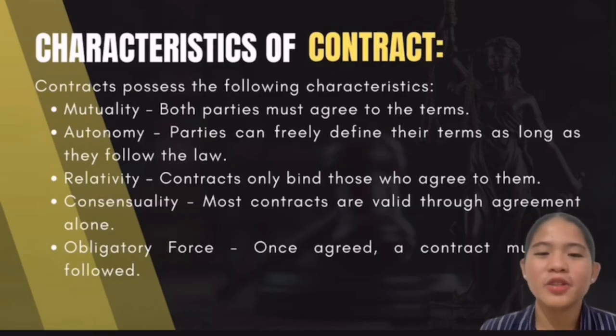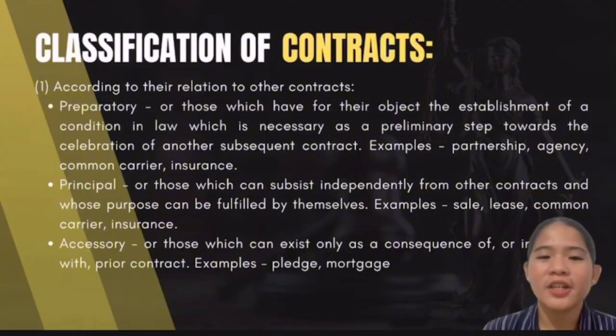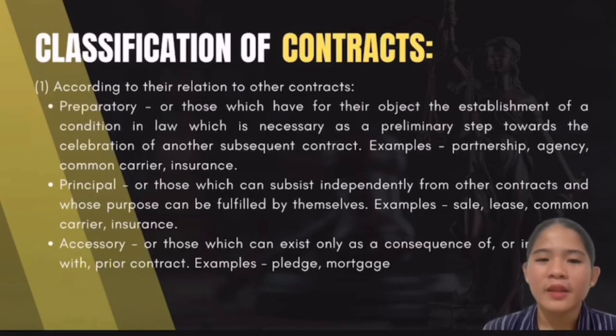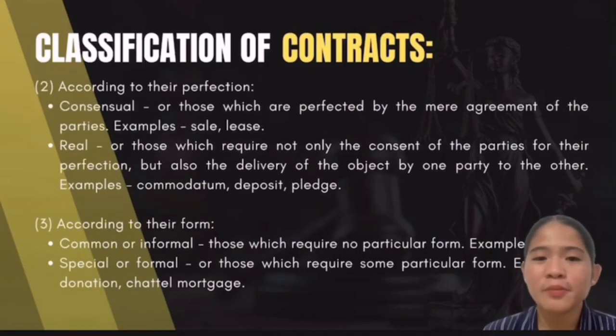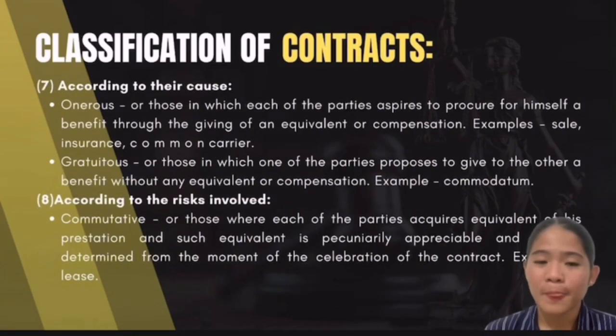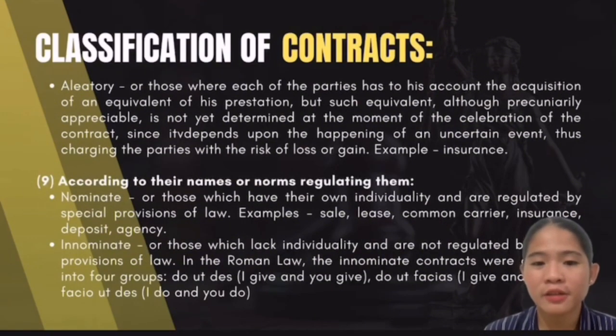For our last topic, which is the classification of contracts. Contracts can be classified based on their nature, such as preparatory contracts, principal contracts, and accessory contracts. And another classification of contracts based on the requirements is, for example, consensual contracts, real contracts, common contracts, and formal contracts. And there's also a classification of contracts based on the purpose and subject. These are the transfer of ownership, conveyance of use, and service contracts, and things or services. There are a lot of classifications of contracts, and it depends on their requirements or based on their classification.